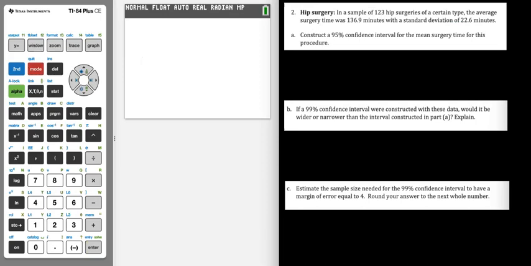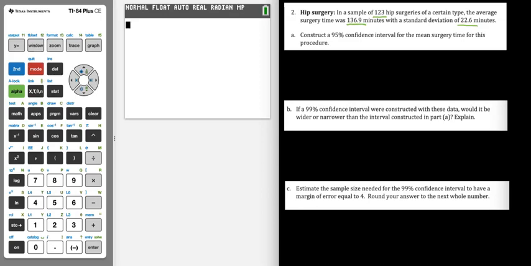Okay, now let's take a look at question number 2. So in question number 2, it says, in a sample of 123 hip surgeries of a certain type, the average surgery time was 136.9 minutes, with a standard deviation of 22.6 minutes. Now, something worth noting in this example is when we're given the stats, all of the stats are in reference to the sample. So the sample size is 123, the sample mean is 136.9, but the standard deviation of 22.6 is also a sample standard deviation.